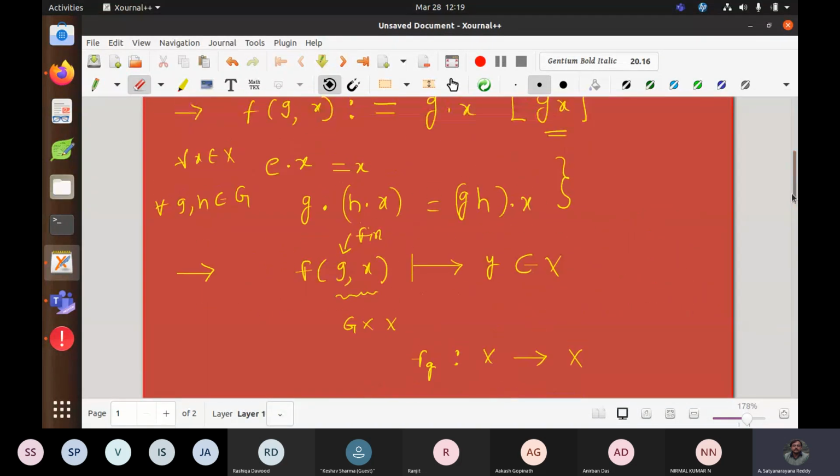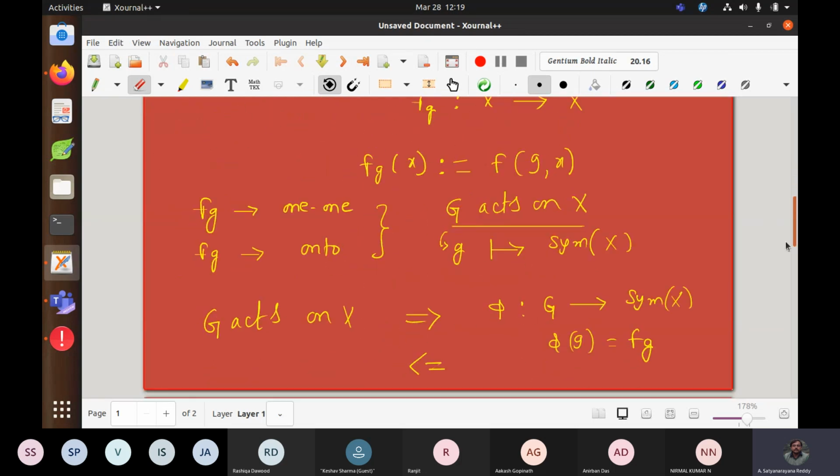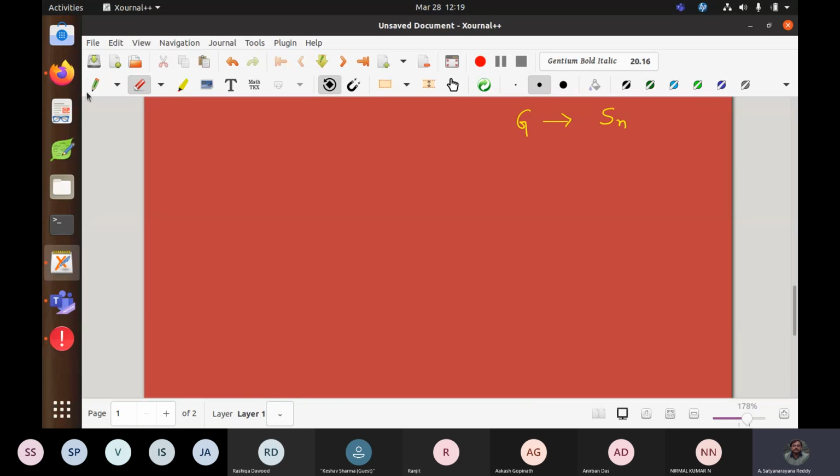So every G is a map from X to X. But if it is a faithful action, then E is the only identity element. Last time Vienna gave one nice example: G is any group and X is any non-empty set. Then we define f of (g, x) equal to x for every g in G and every x in X. That means every group element acts like the identity, so it is very badly faithful.